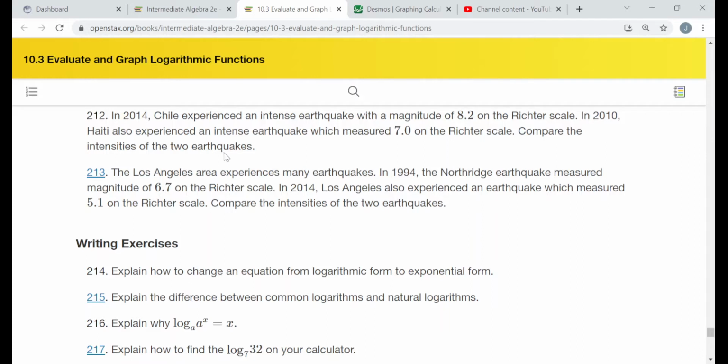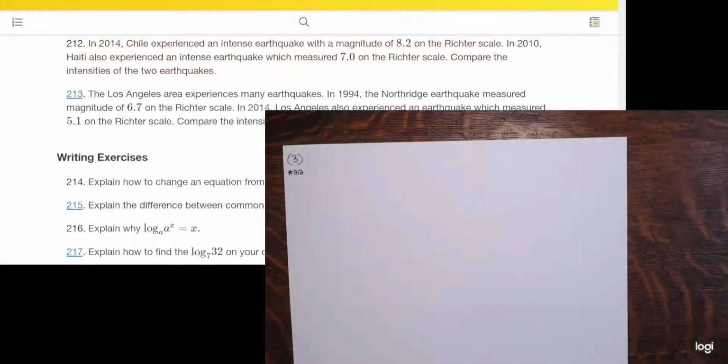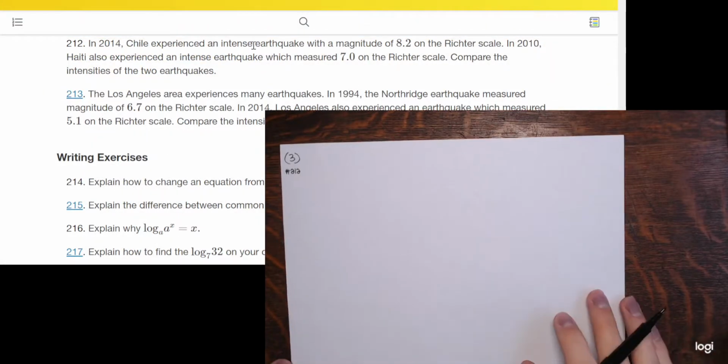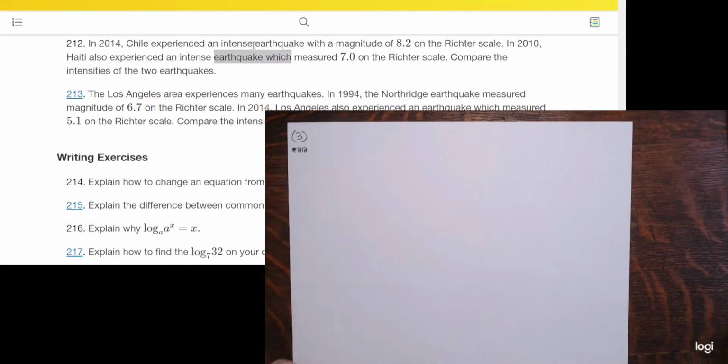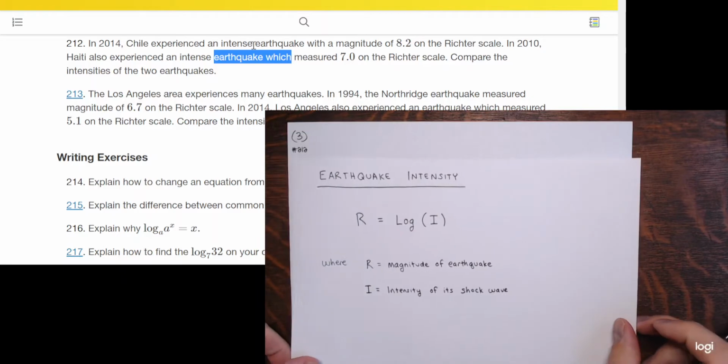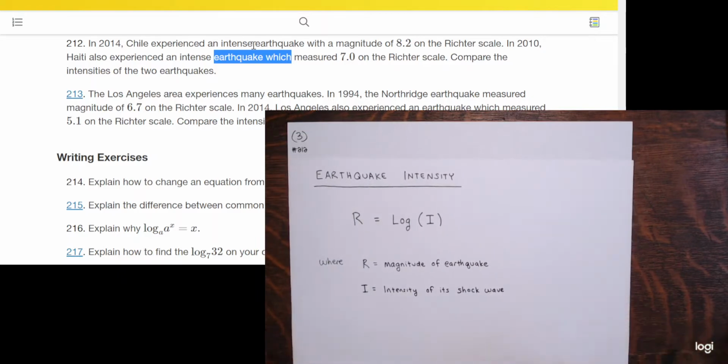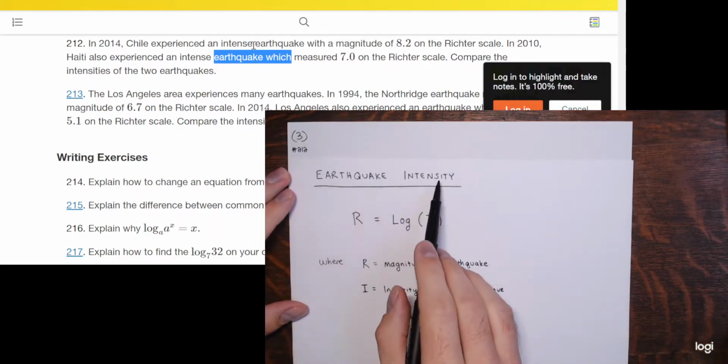All right, so again I'm going to pull up the problem so you can still see it. You can still see number 212 in the upper left corner here, example 212. This is the model we're being asked to use now, and again, I've written it out. It's the earthquake intensity model.